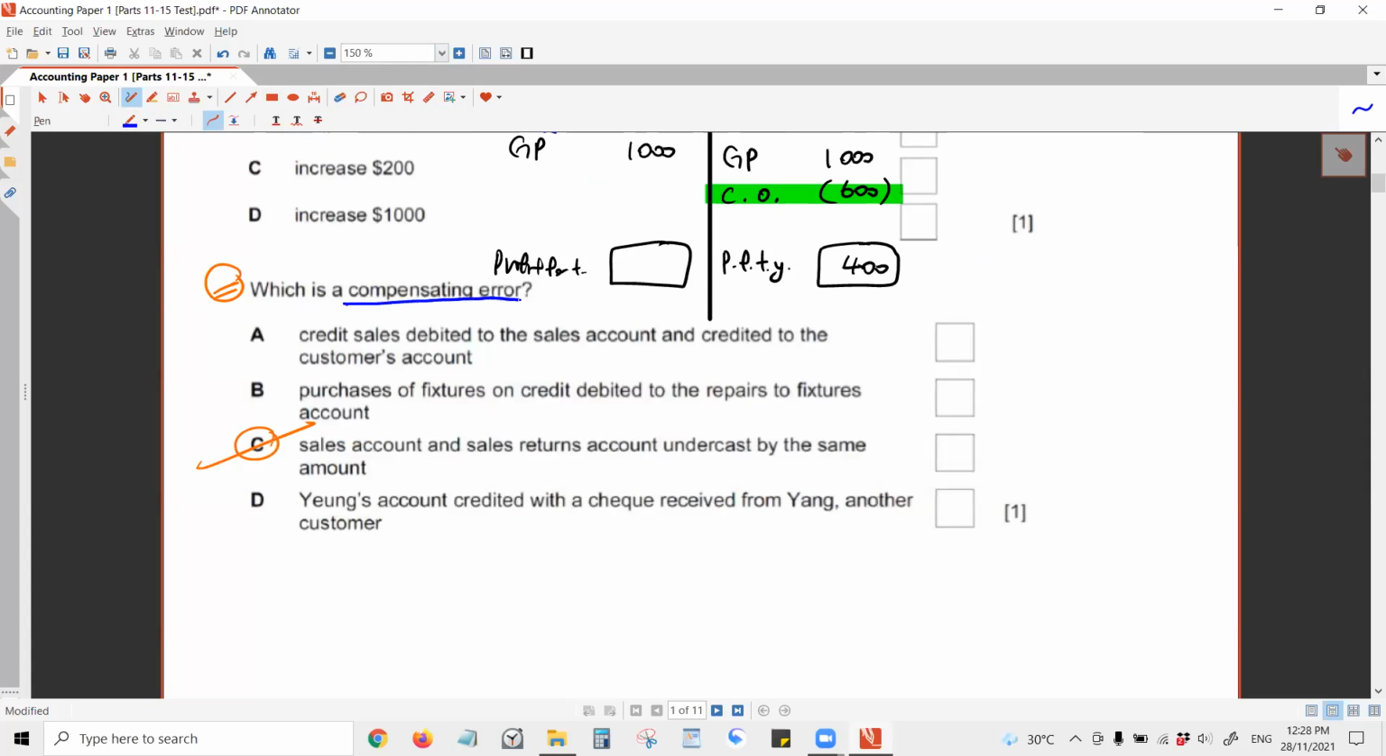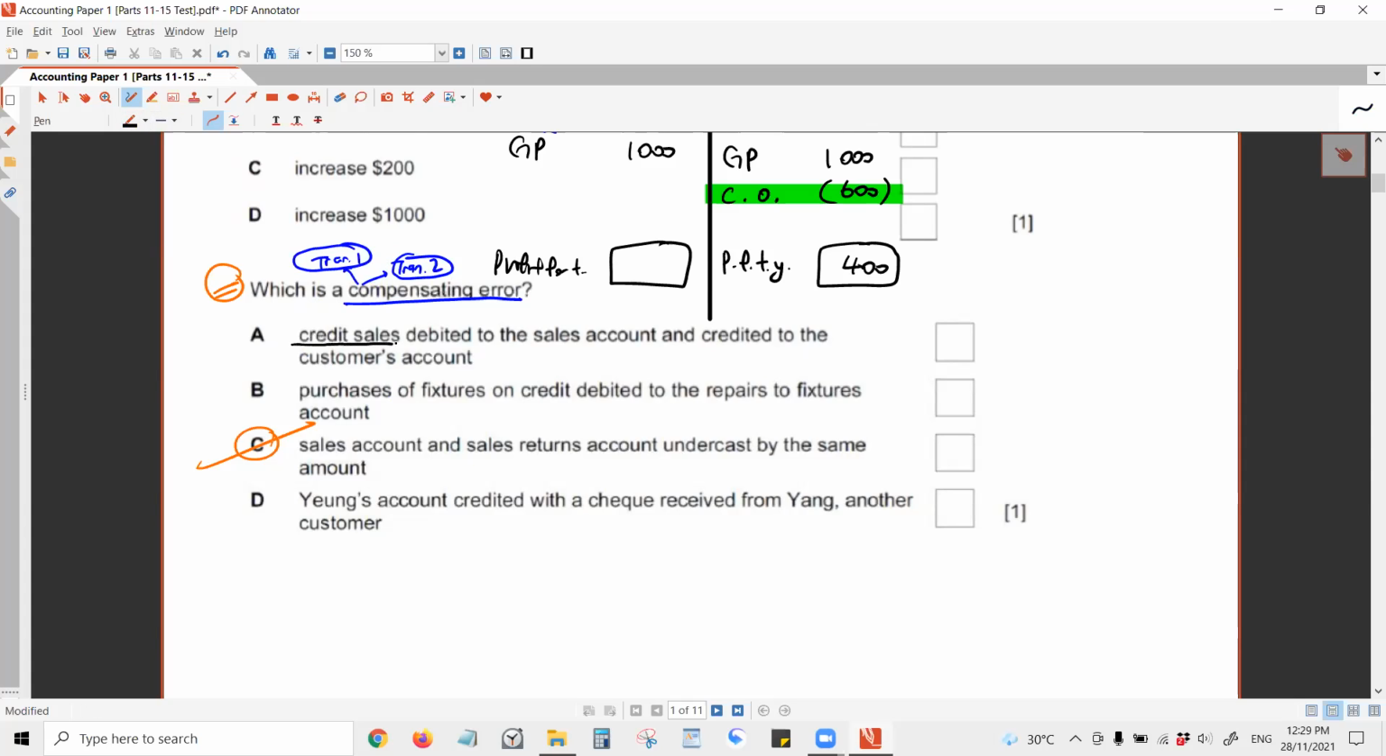So compensating error, you must remember, there must be at least 2 transactions. Transaction 1, transaction 2, which are about different things. Transaction 1 is about something, transaction 2 is about something else. In transaction 1, you make some mistake. In transaction 2, you also make some mistake. But the error from transaction 1 offsets the error from transaction 2. Okay, and let's see which one it is.